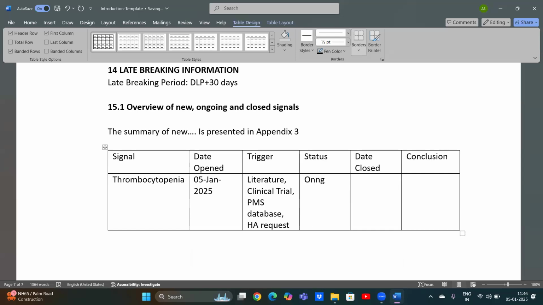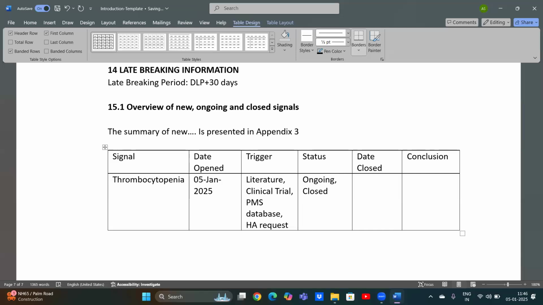Status: suppose ongoing, then you will write ongoing. If closed, then you will write closed, and the date, suppose today's date, we should write here. And conclusion: if closed, then what was the conclusion? Like suppose RSI section 4.4, 4.8 was updated. This is the simple tabular format that you will provide. It will give an overview of all the signals, whatever is there.